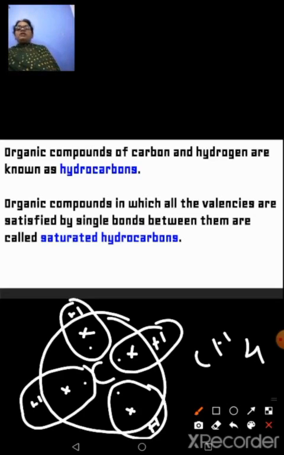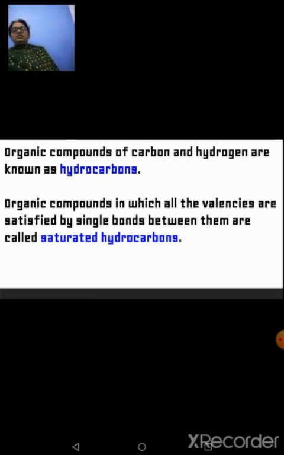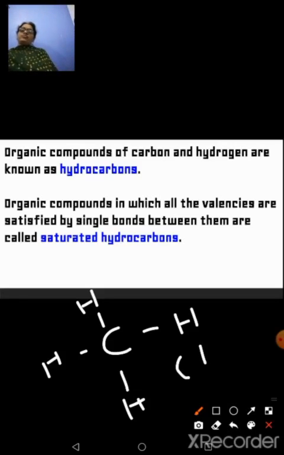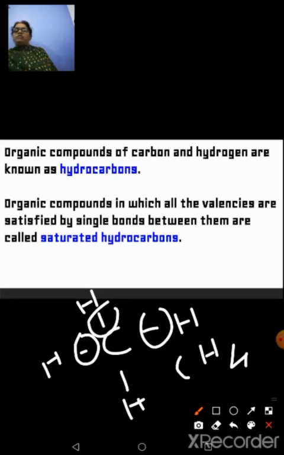So when one electron is shared, a single bond is formed there. It's like this, right? So when I represent the same like this, carbon linked with 4 hydrogen atoms, this is the structural representation of methane, right? A single bond is shown everywhere, see, a single bond. Carbon, you remember, carbon has 4 hands. So every hand is connected with 1 hydrogen atom. So this is the structural representation of hydrocarbon methane.